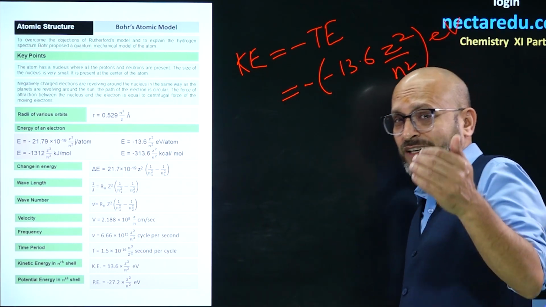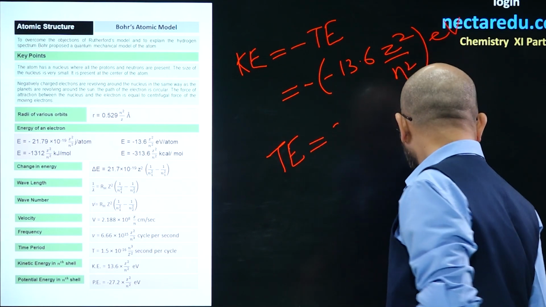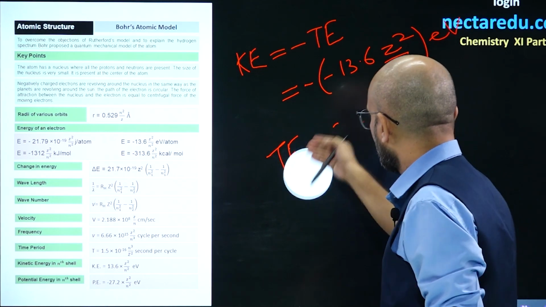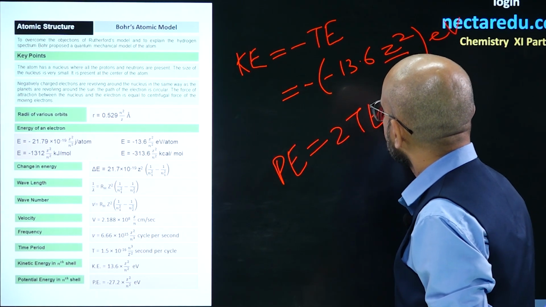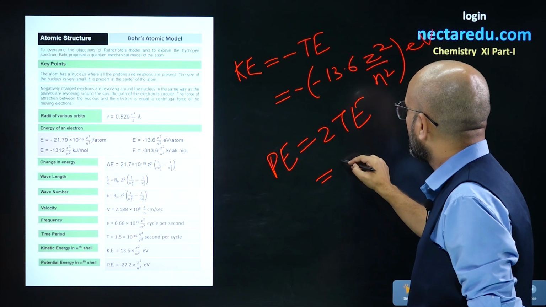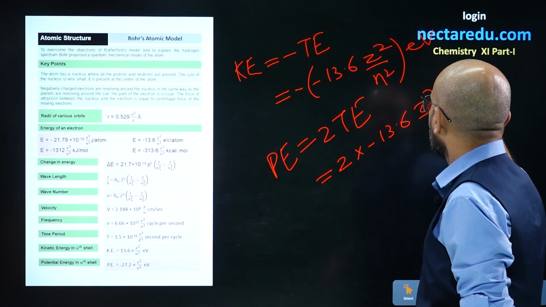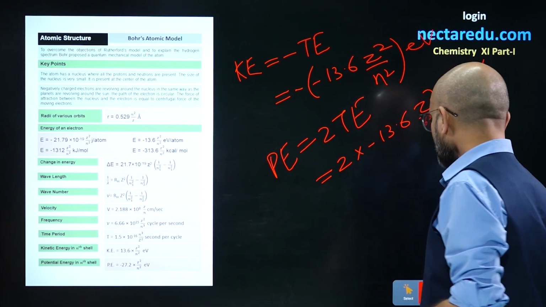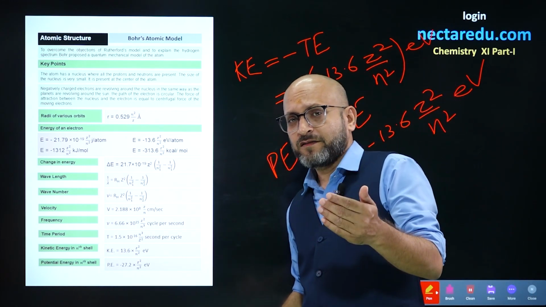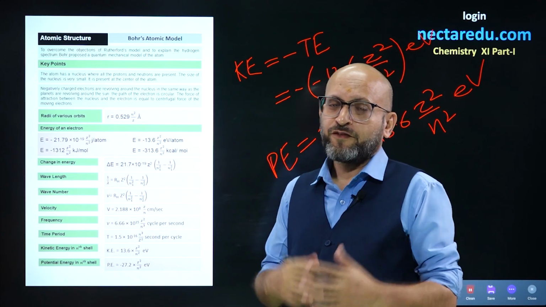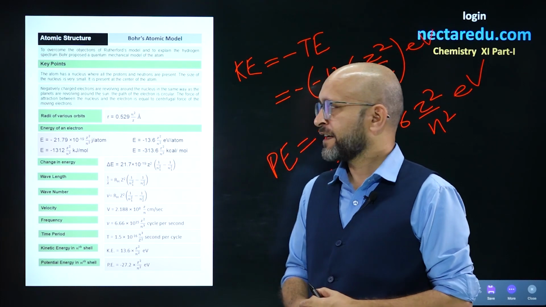If you want the total energy value, total energy is equal to half of the potential energy. I wanted to tell you the formula for potential energy. Potential energy equals twice the total energy, so that will be 2 into minus 13.6 Z square by n square electron volt. Alright, so these are some important formulas we need to know for the calculations or numericals we want to check out. Alright, so this is it for this slide. Thank you.